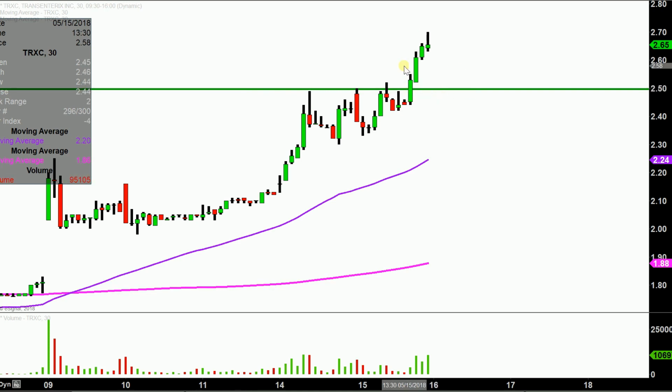Don't get me wrong, though. When I say ideal, I'm not saying that if the price falls below it, then that means the entire chart's ruined or anything like that. I'm just saying, what would make the chart look the best? Definitely staying up above 250, but by no means is it a do or die level or anything like that.